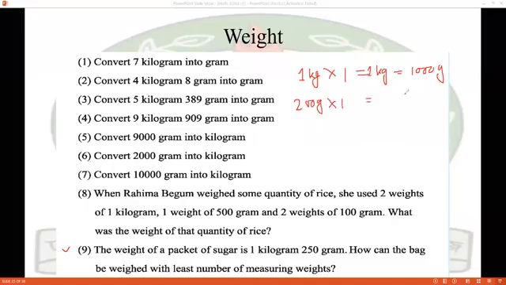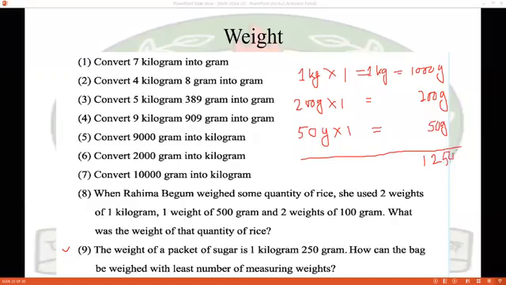It will be 200 gram. Then only 50 gram remain. Then we choose a 50 gram weight, 1 weight, it will be 50 gram. So total will be 1250 gram.